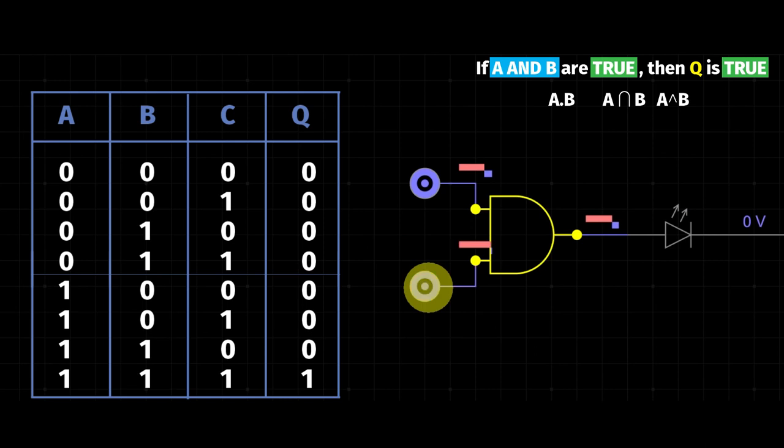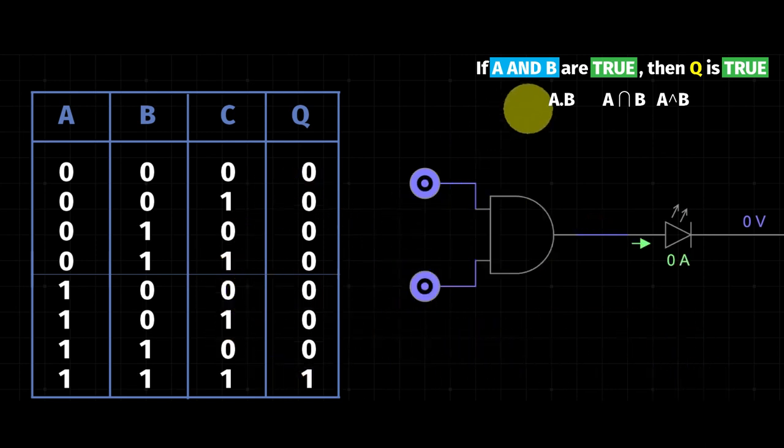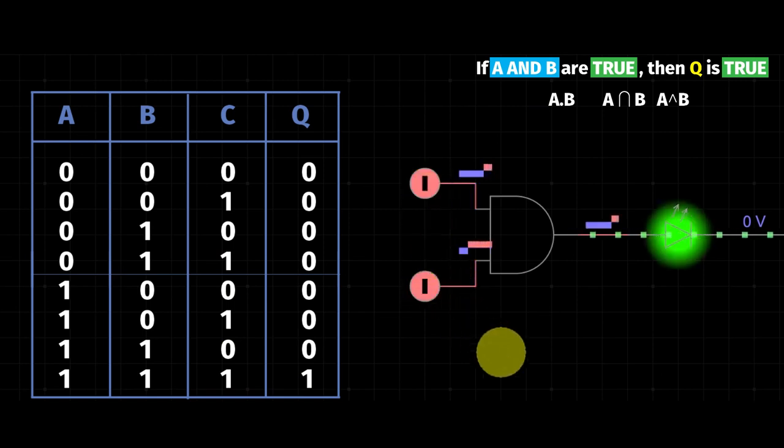Now, AND gates can have more than 2 inputs, but no matter how many inputs it has, it will only give out a high, or logic 1, if all of its inputs are high. As soon as one of those inputs goes low, the output goes low too.